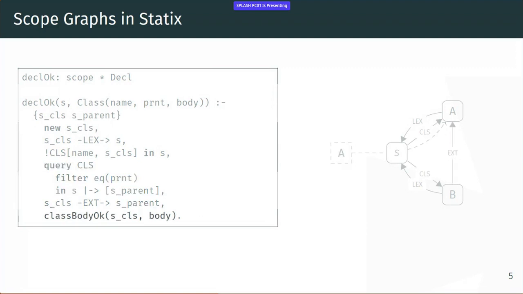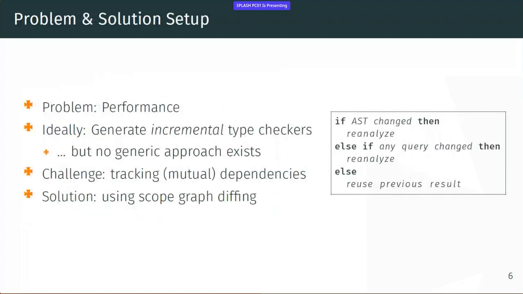And finally, we will use another constraint to type check the body. But note how we pass the class scope to this constraint to ensure that the declarations in the body of this class are actually type checked in this class's scope. However, as I introduced, this high-level abstraction comes with a cost in performance. There's just a lot of overhead in resolving these queries.